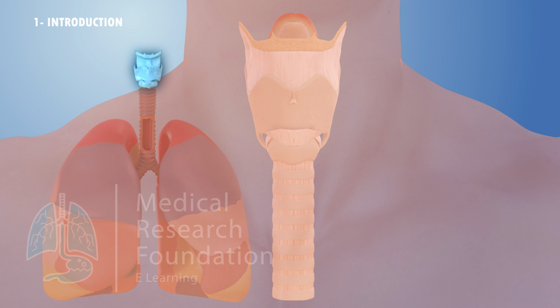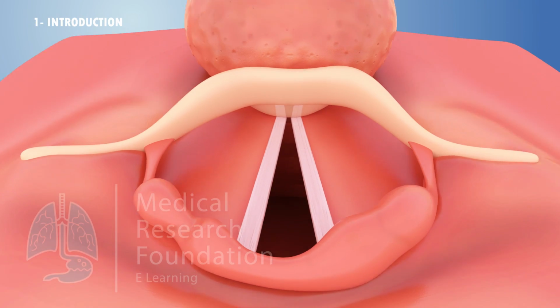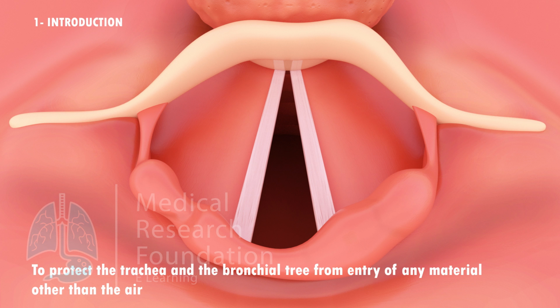1. Introduction. The larynx is the upper expanded part of the lower respiratory tract. It is also called the voice box or organ of phonation. It acts as a sphincter at the inlet of the lower respiratory tract to protect the trachea and the bronchial tree from entry of any material other than air.